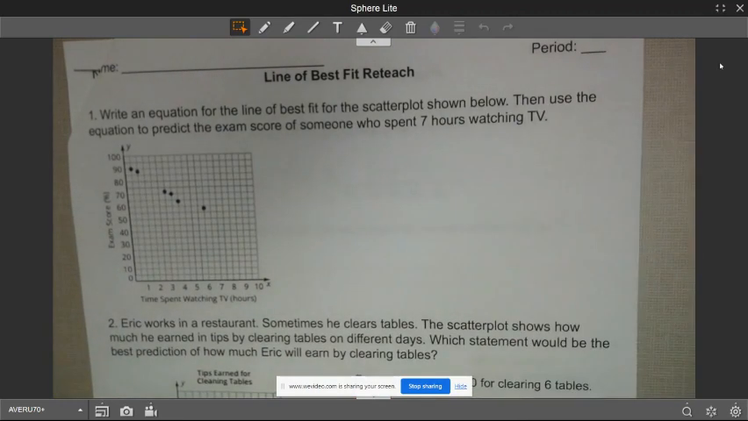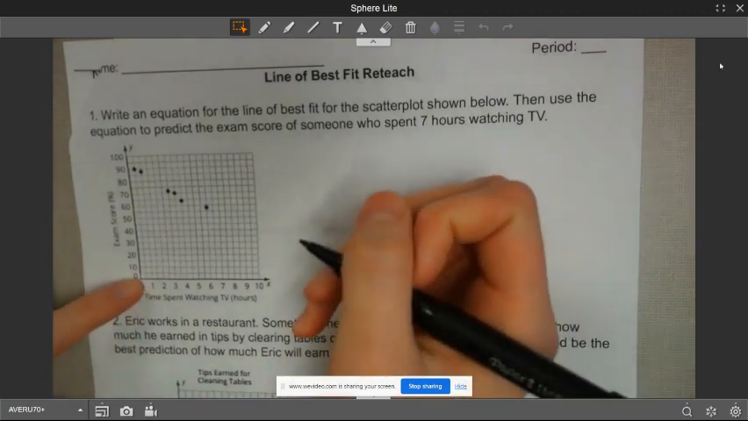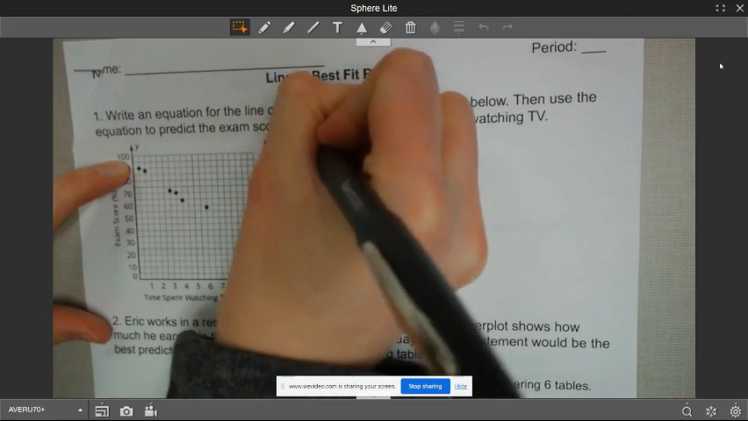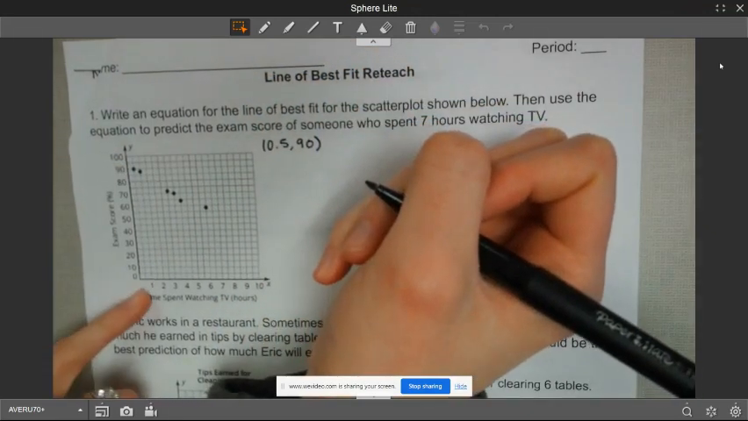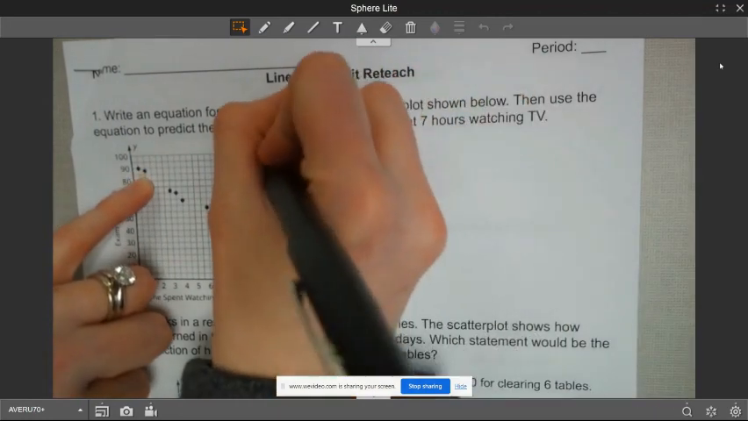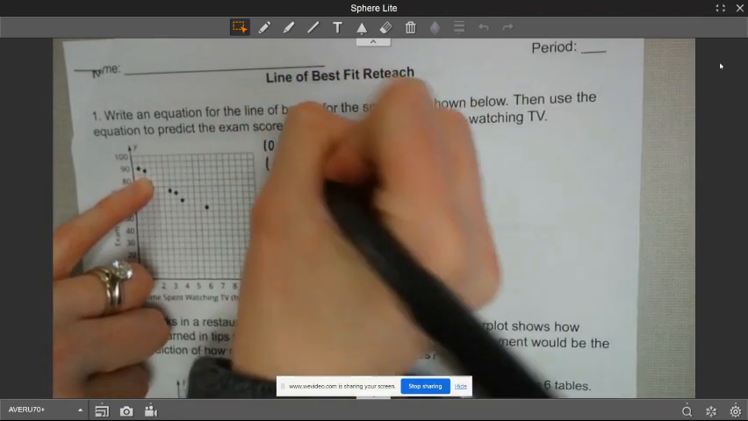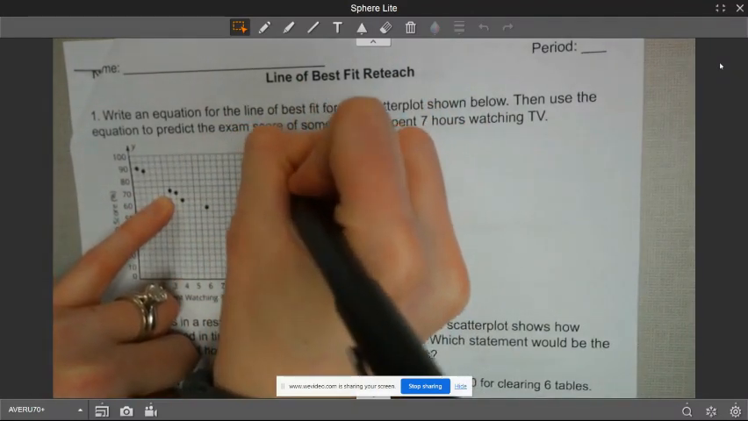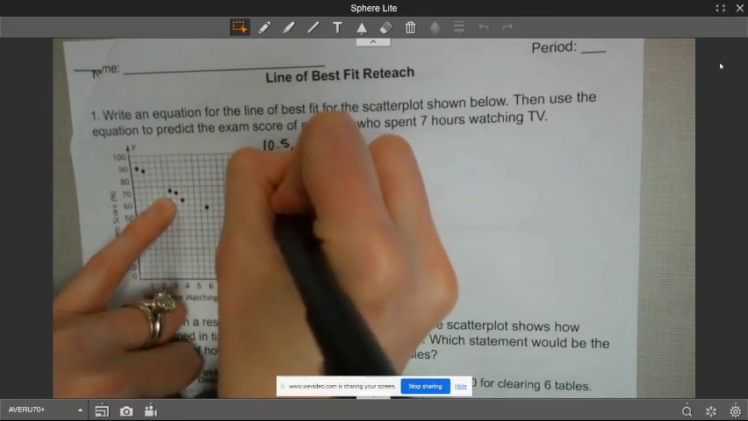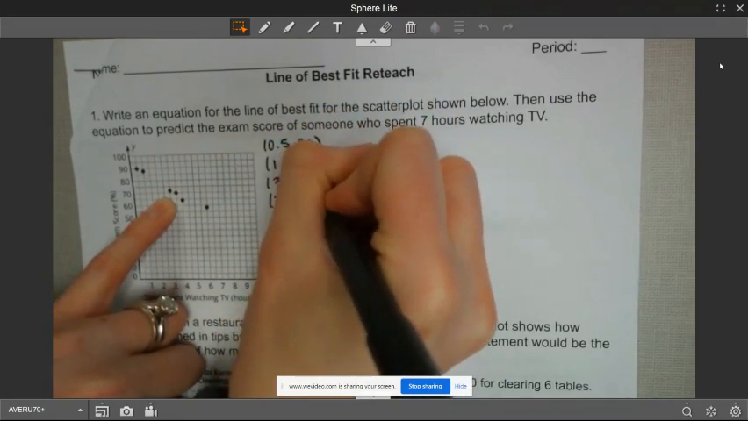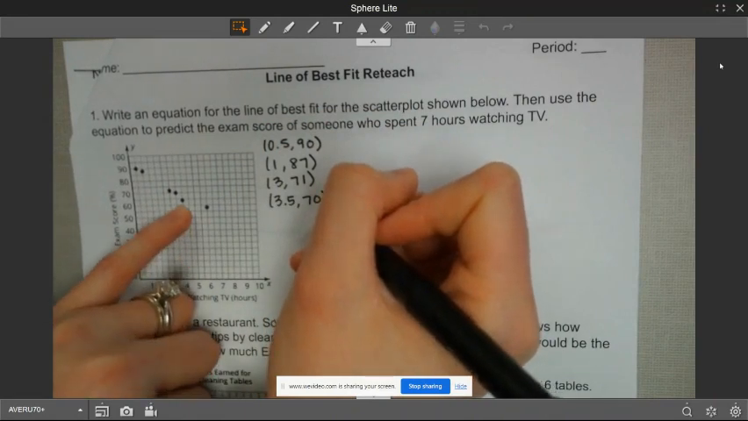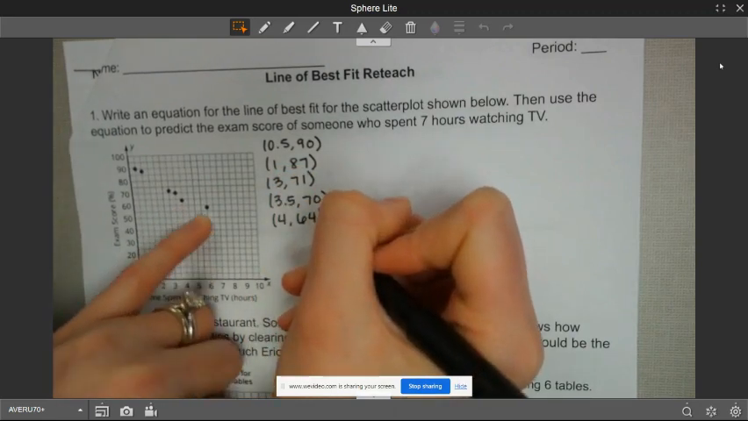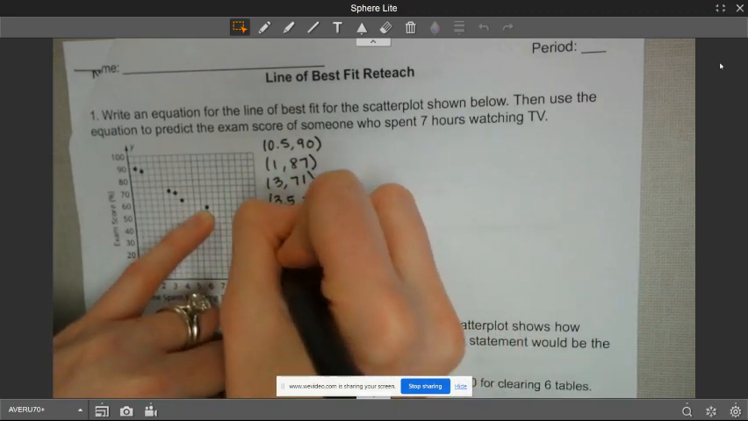ourselves. The first thing we need to do is write out all of the ordered pairs. So this is at 0.5, 90. You are estimating. I do understand that. Just give it your best shot. 1, maybe 87. Here, this is at 3, maybe 71. We have 3.5, 70. 4, maybe 64. And then over here at 6, I'm going to say 58.